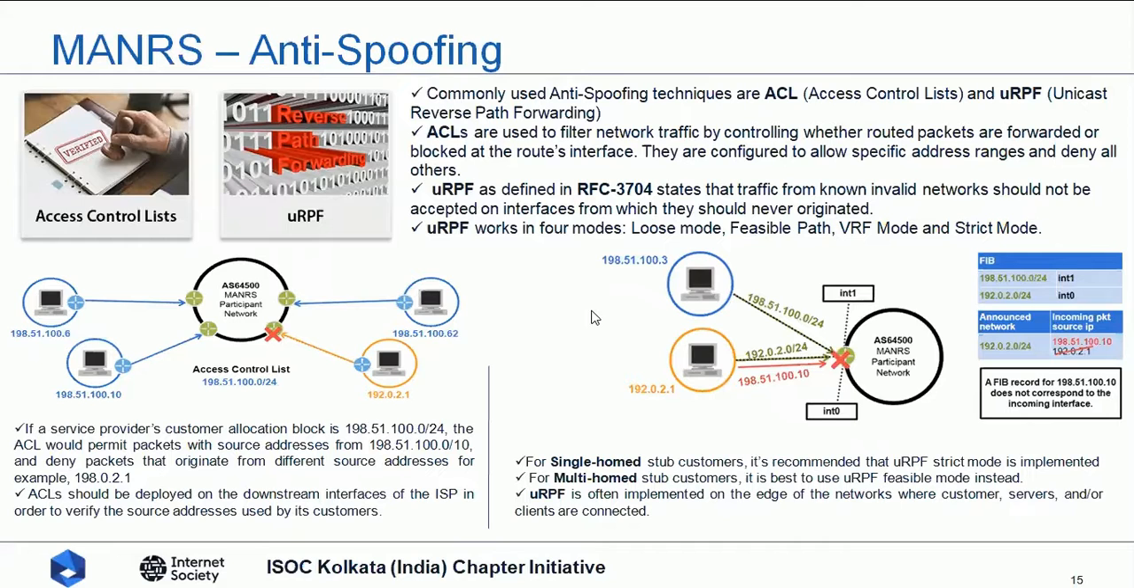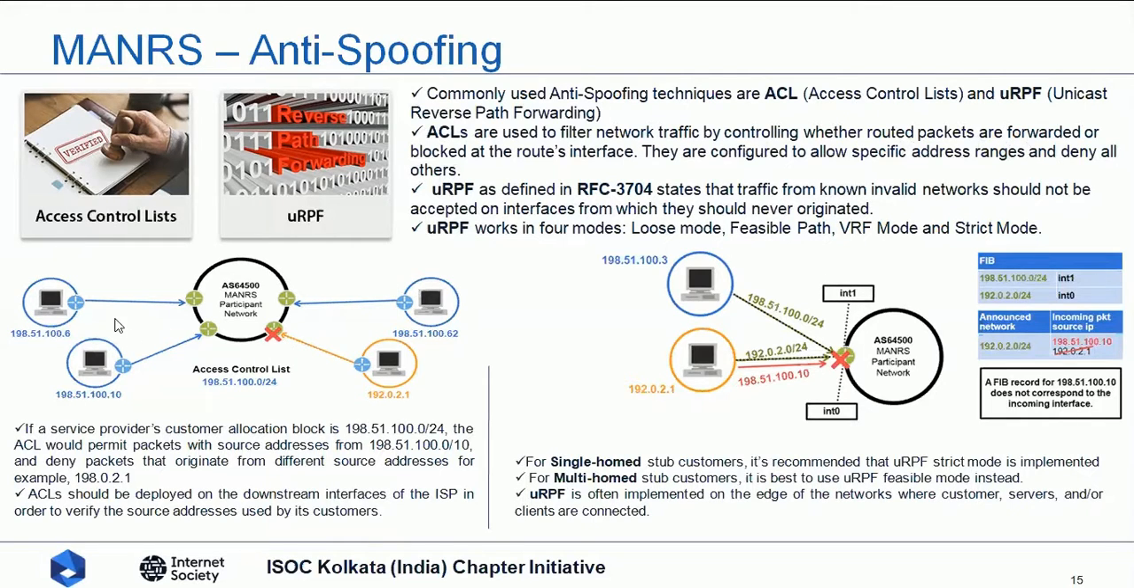Now coming to the third one of the four major areas, anti-spoofing. It is done using ACLs and URPF. Commonly used anti-spoofing techniques are access control lists and URPF, unicast reverse path forwarding. ACLs are used to filter network traffic by controlling whether routed packets are forwarded or blocked at the router's interface. They are configured to allow specific address ranges and deny all others.